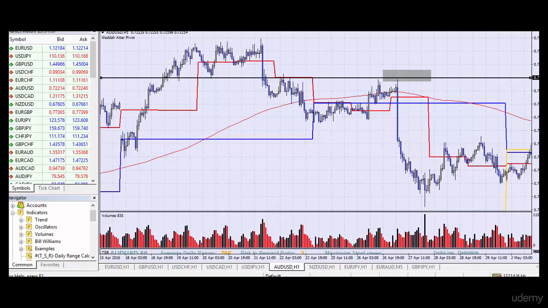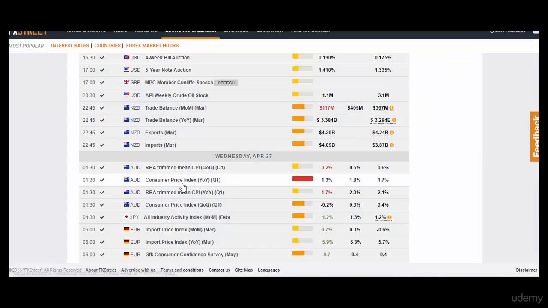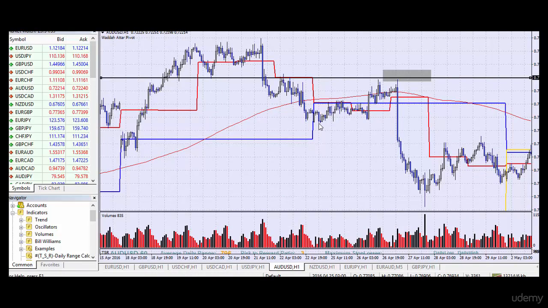So if you're trading, for example, here, which is the 25th, it's best to wait until April 27th to enter this market. Okay, because that's when we're going to have the CPI indicator for the Australian dollar. It's going to be April 27th. So you wait until the 27th.